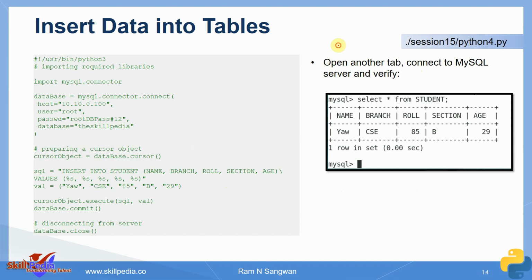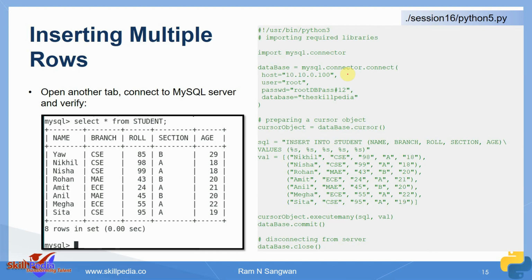Inserting data in tables: connect to the database, prepare the cursor object, define the SQL values, and then execute, commit it, close the connection, verify in another tab. Inserting multiple rows is possible. We did that by defining list elements. We defined multiple elements and then we inserted all the elements in one go. Verified in another table. That was program number 5.